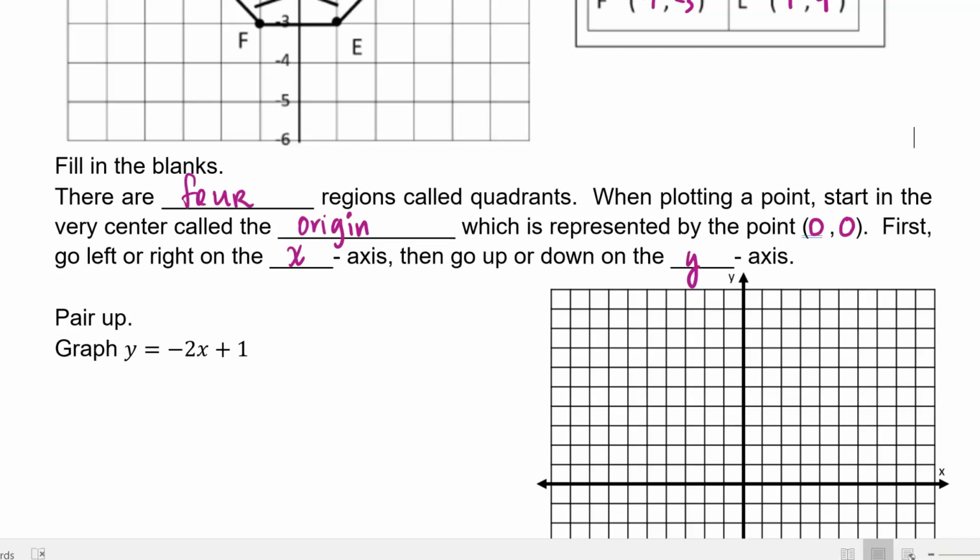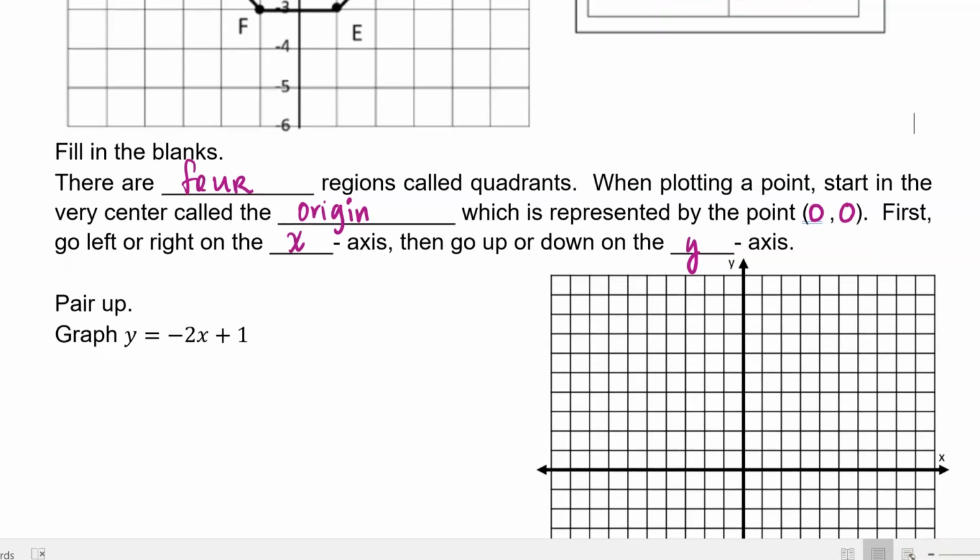So you are correct if you said there are 4 regions called quadrants. When plotting a point, start in the very center called the origin, which is represented by the point 0, 0. First, go left or right on the x-axis, then go up or down on the y-axis. So now what we want to do is we're going to graph.